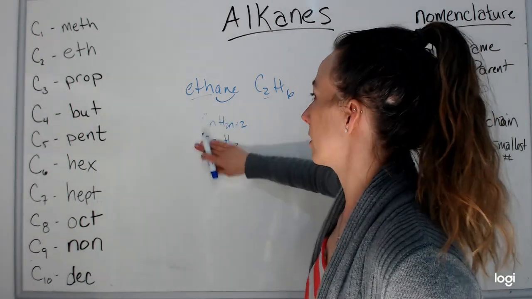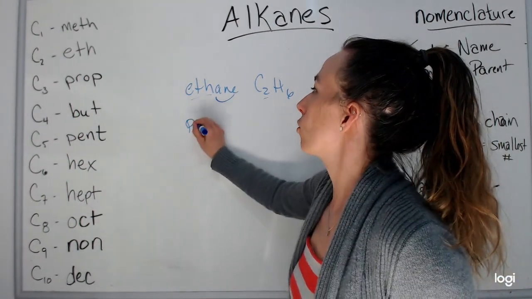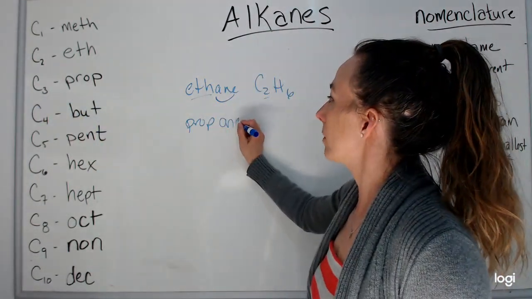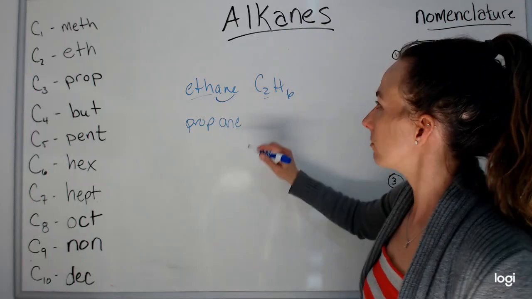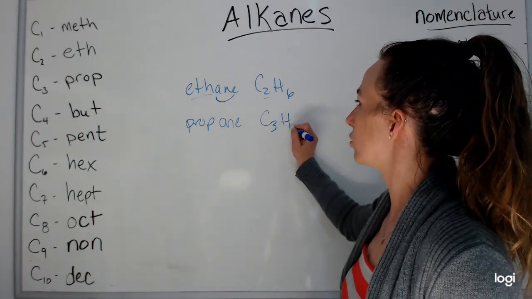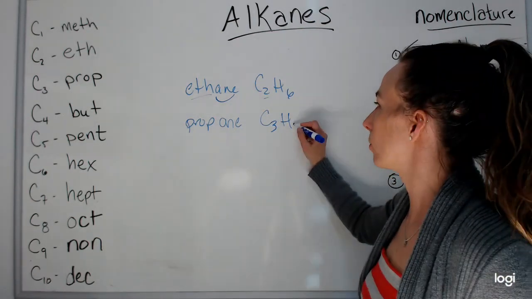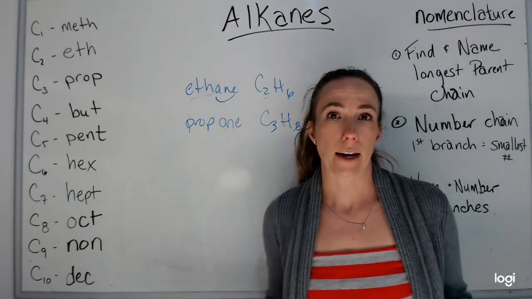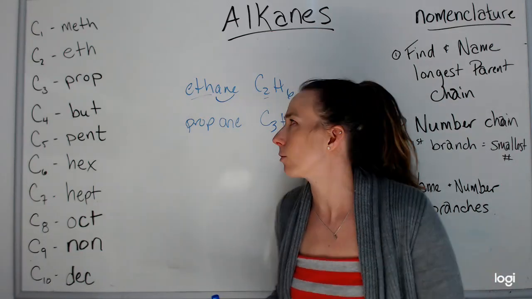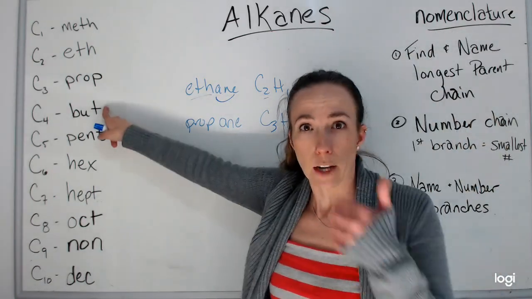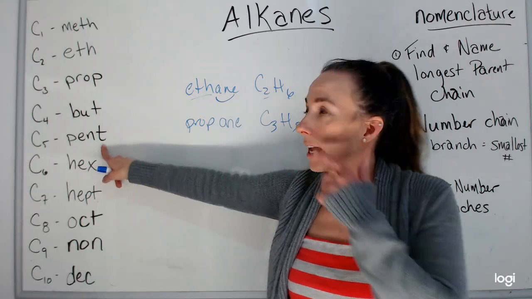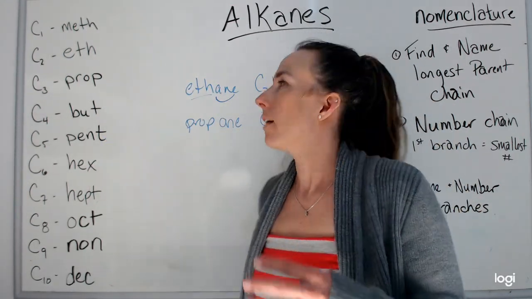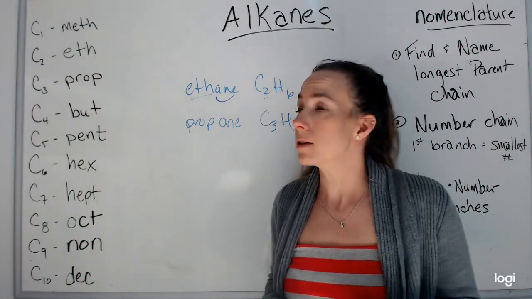Same with propane. Prop meaning 3 carbons, ane meaning an alkane, and so C3H, well, 2n plus 2 would make that 6, 7, 8. So C3H8 is propane, as in a propane tank for your barbecue. Butane for butane lighters, pentane. These first 4, meth, eth, prop, and but, are weird organic names.